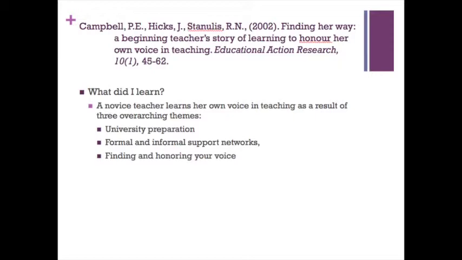In my fifth article by Stanulus, Finding Her Way, I learned that for a novice teacher, learning her own voice in teaching is a result of three overarching themes, which include university preparation, formal and informal support networks, and finding and honoring her own voice. This was a collaborative action research design in which two university professors examined the practice of a novice during her second year of teaching. The findings revealed that the collaborative nature of this research facilitated the process of the novice identifying herself as a teacher.